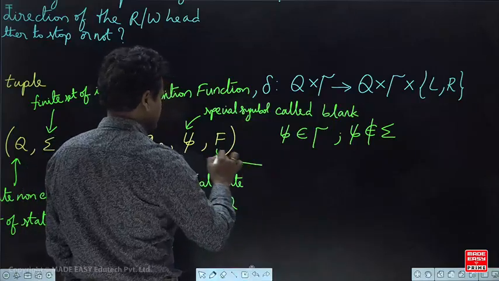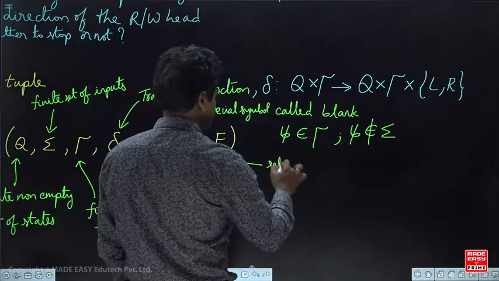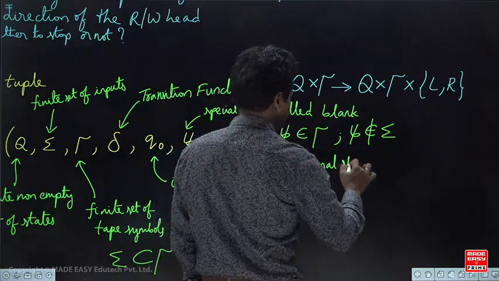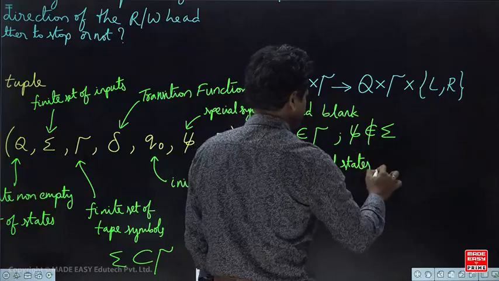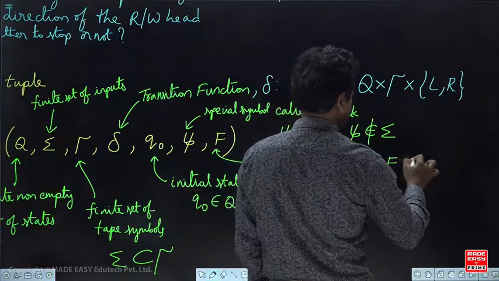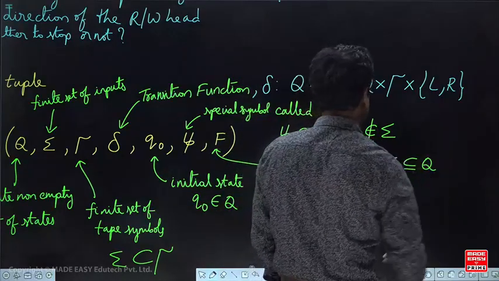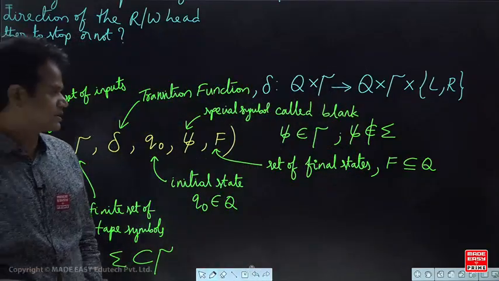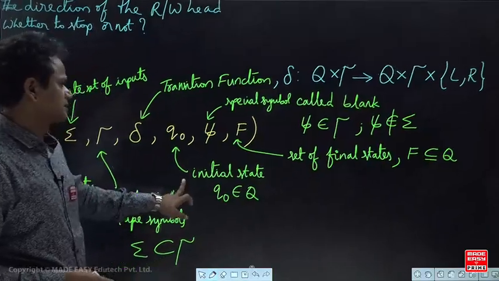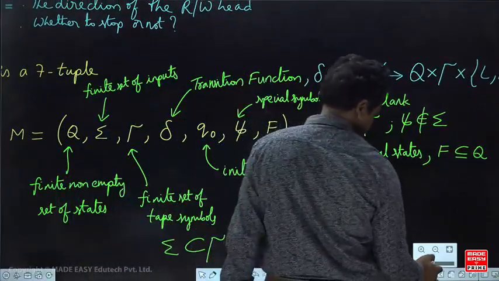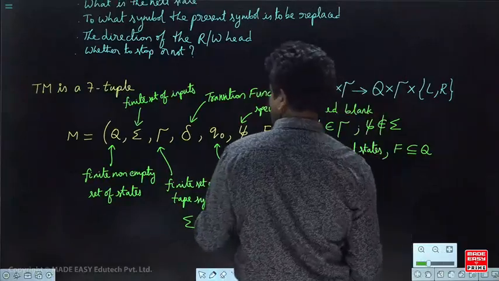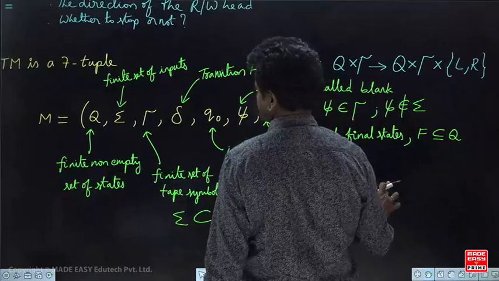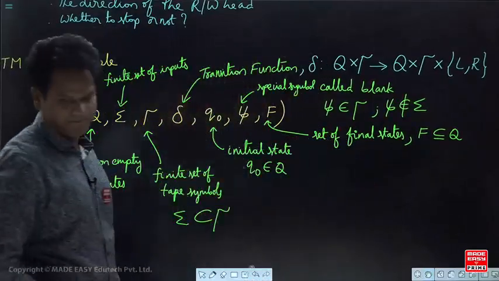Next, as you know very well, this is the set of final states, F, a subset of Q. Set of final states F is a subset of Q. Okay, so copy this, guys. Is this clear? Now, a Turing machine is a 7-tuple. Copy.